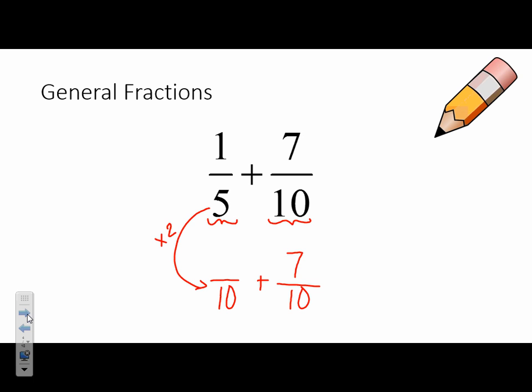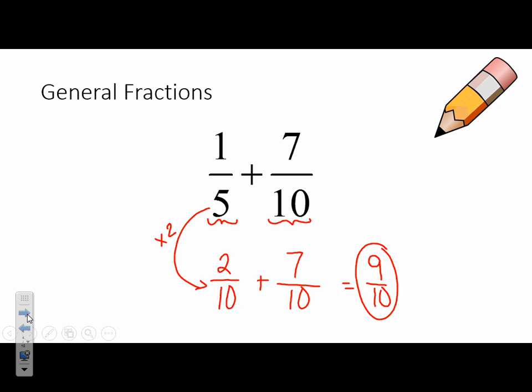So what I do to the denominator here, I must stay consistent and do to the numerator as well. So 1 times 2 then becomes 2. And if we now add, 2/10 plus 7/10 makes 9/10. So I have to have common denominators before I can go ahead and add these fractions together.